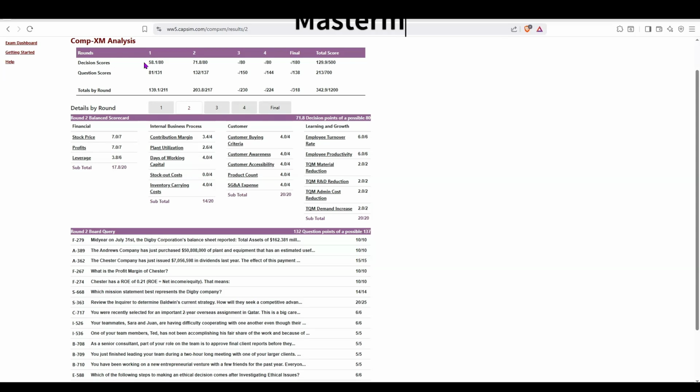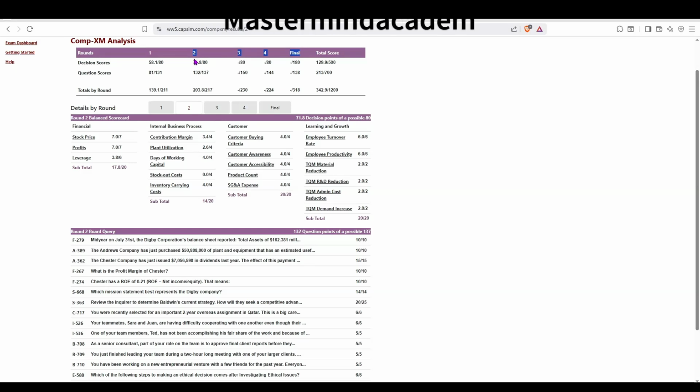My friend gave me his login so that I could help him. And you can see in round one, he scored 58.1 out of 80. For the questions, he scored 81 out of 131. So that's a total of 139.1 out of 211 for round one. He gave me the login so that I could help him from round two up to the final round.